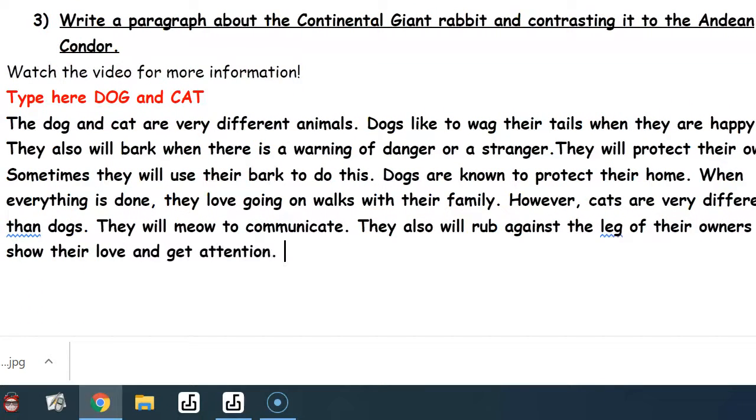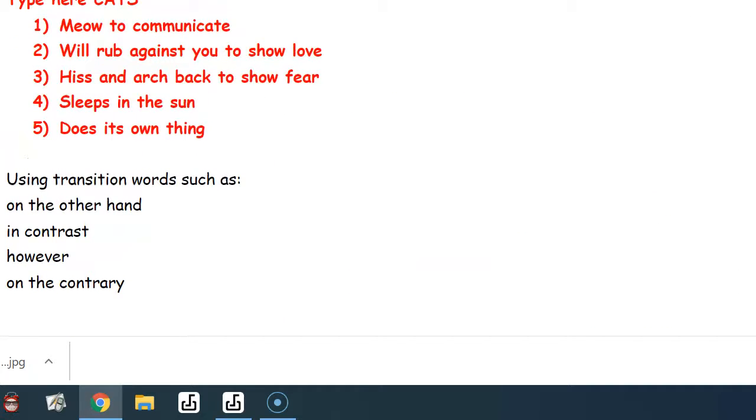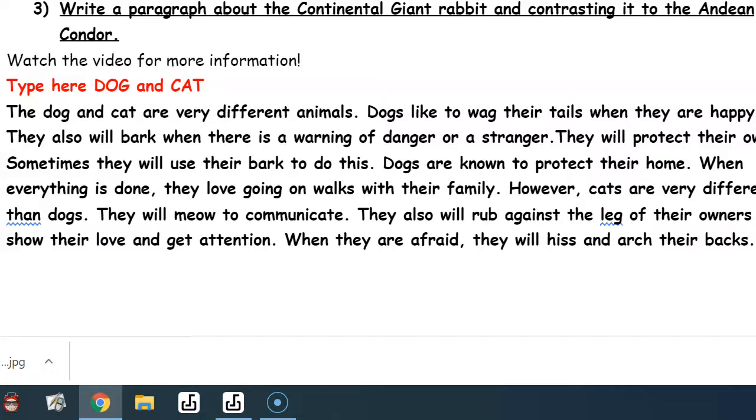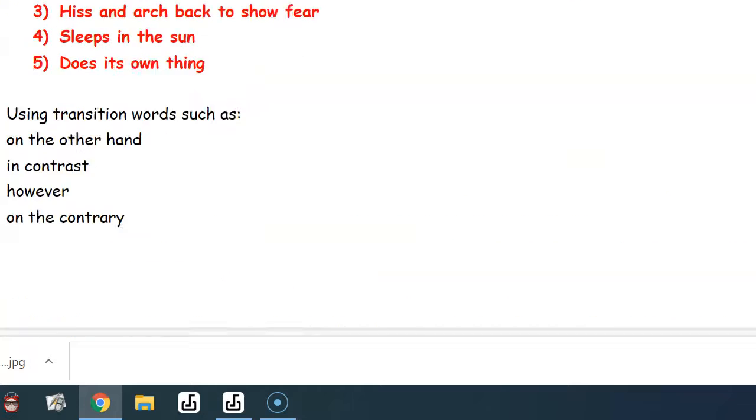They do that. And then the next thing they do, what do they do? Oh, they hiss and arch their back. When they are afraid, they will hiss and arch their backs. Sometimes they will also put their ears back. Oh, I know they will. And then they get that hiss and arch their back and they get that meow in there.